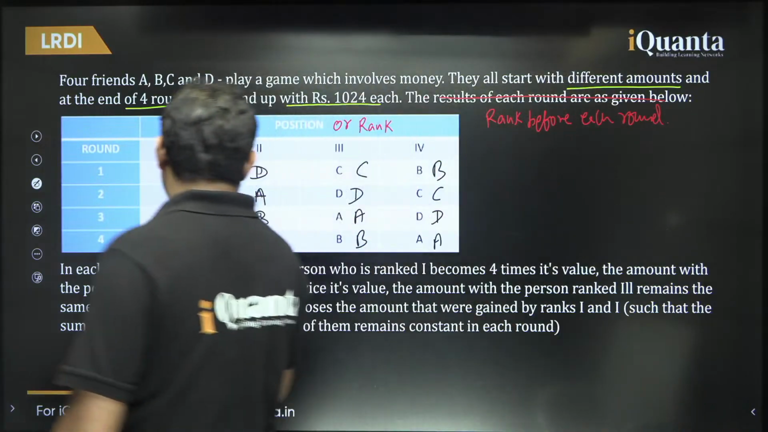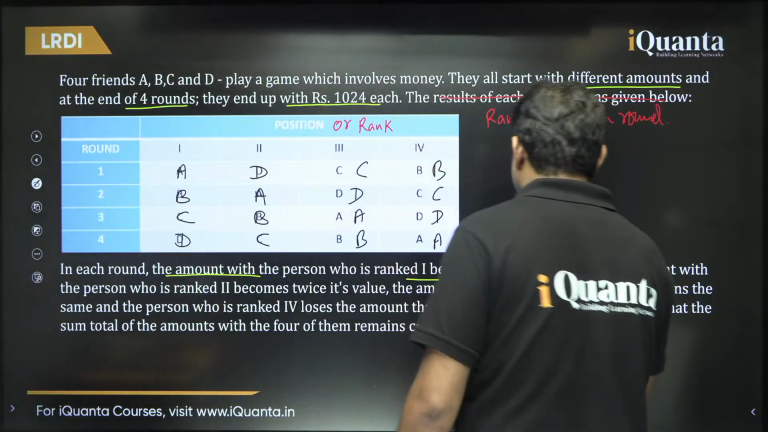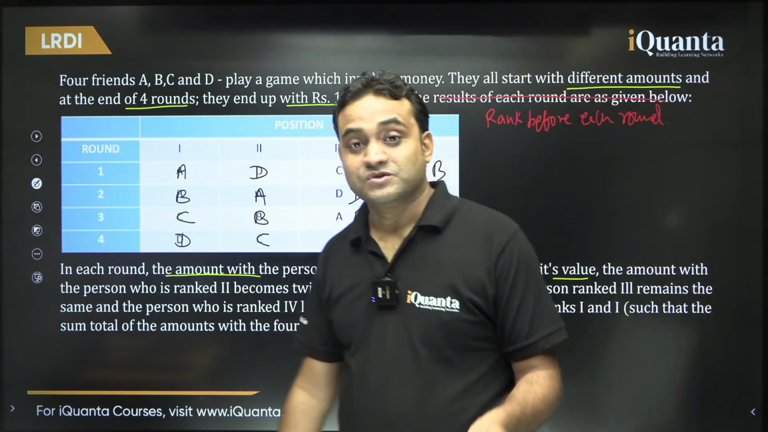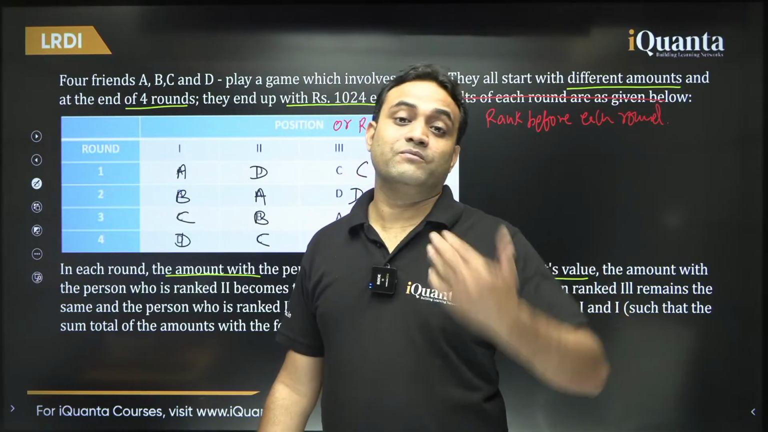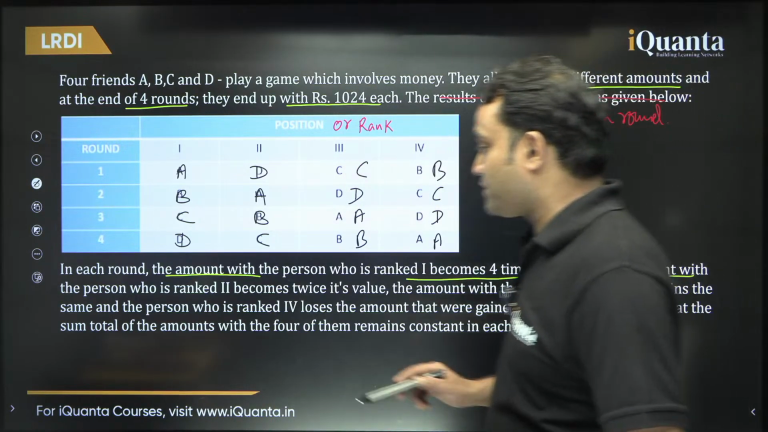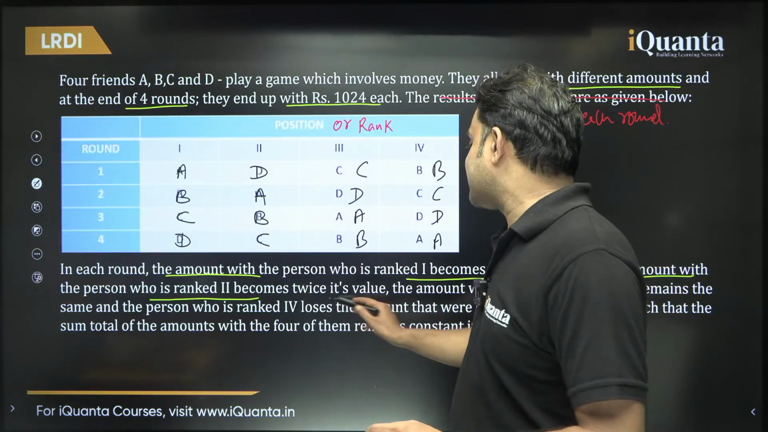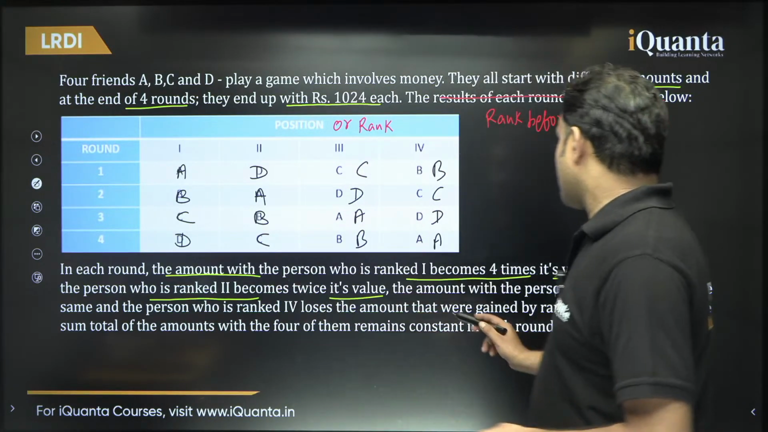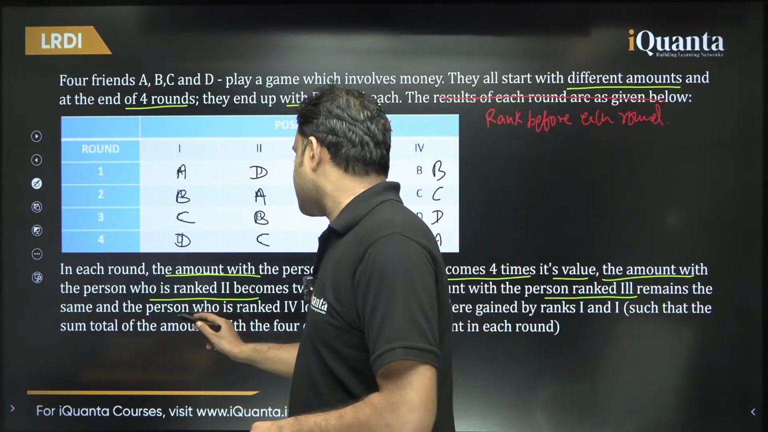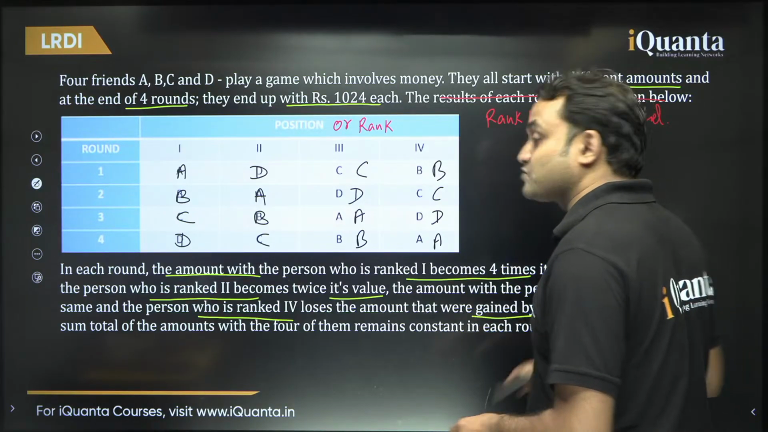In each round, the amount with the person who is ranked 1 becomes 4 times its value. If your rank is 1, your amount will become 4 times. The amount with the person who is ranked 2 becomes twice its value. The amount with the person ranked 3 remains the same, and the person who is ranked 4th loses the amount that was gained by ranks 1 and 2.